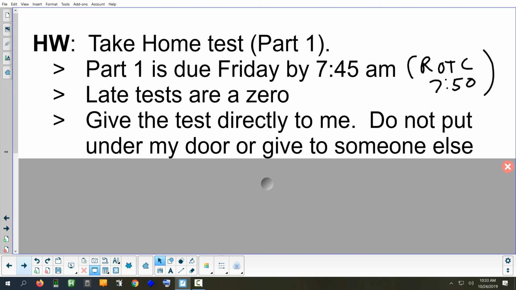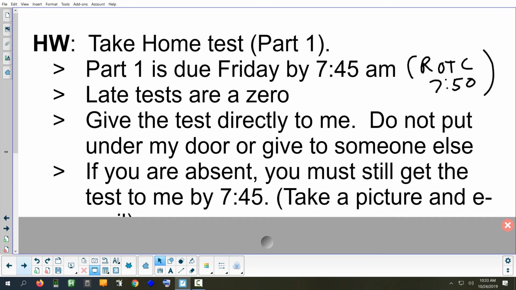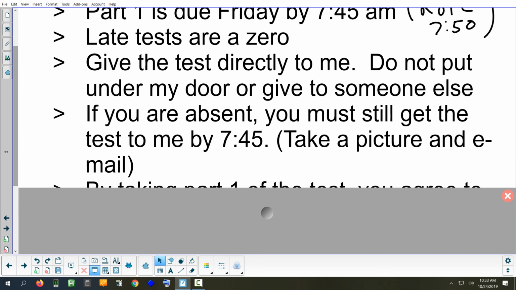Yeah, but what if you're not here and you're ready to go to class? Sometimes I'm real tired in the morning and I see papers on the floor and I just throw them all away. So it might just get thrown away. What if I take it to your door? It might get ripped down by somebody and thrown away. If you are absent, you still have to get it to me by 7:45. If you trust somebody with it and they forget to give it to me, it's a 0. If you email it, that's probably the best way to do it if you are absent. Take a picture of it, email it, you're good.